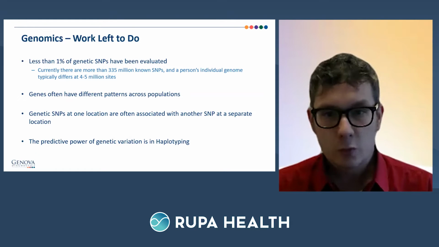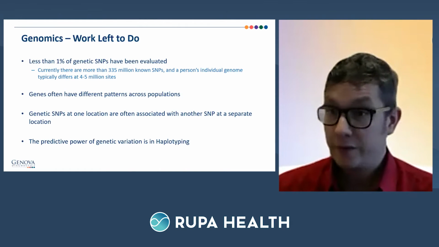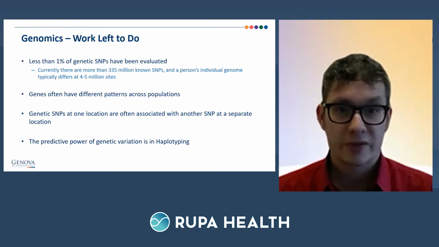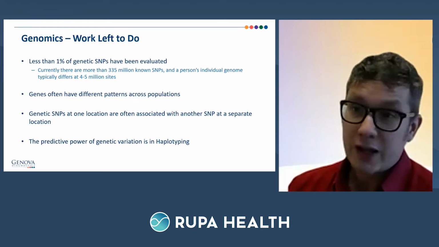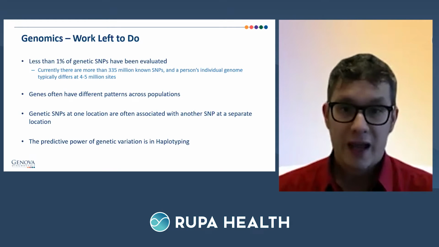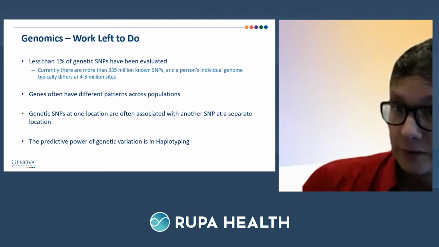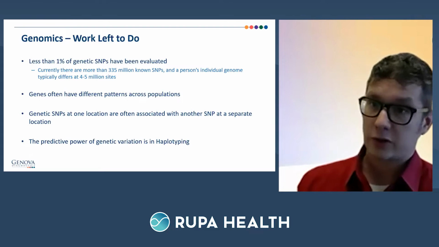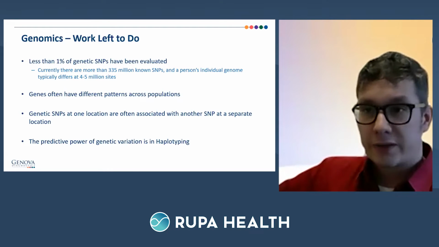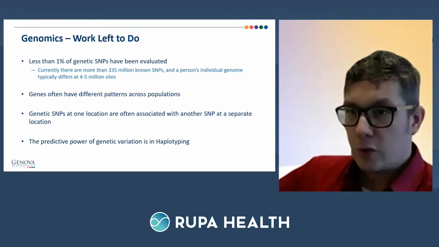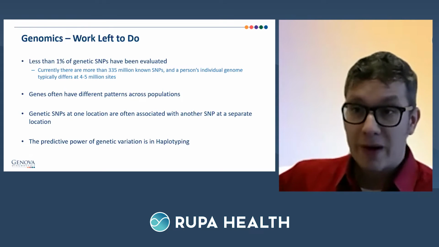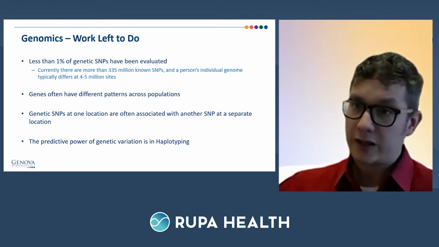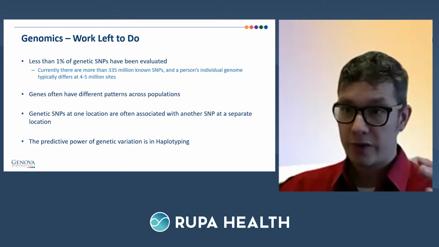For example, less than 1% of our genetic SNPs have been evaluated in the research, right? There's more than 335 million known SNPs. And for each and every single one of us, we typically have around 4 to 5 million sites. So there's a lot to uncover. Genes often have different patterns across populations. So the relevance of a COMT SNP in somebody who has a particular ethnic background might be entirely different. And we see that all over the place in the research. So you have to understand what it means for that patient with their overall picture.